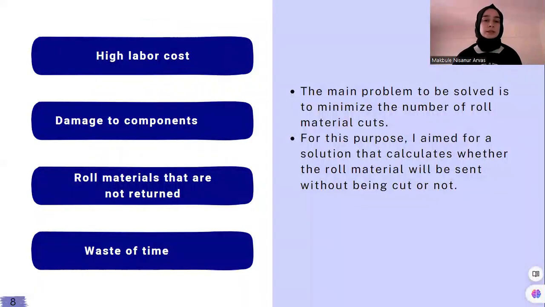but it causes some problems. The problems caused by the first scenario are high labor costs and damage to the components. So split is extra labor costs. The problems caused by the second scenario are raw materials that are not returned and waste of time. The main problem to be solved is to minimize the raw material costs. For this purpose, I aimed for a solution that calculates whether the raw material will be sent without being cut or not, so sent split way or unsplit way.